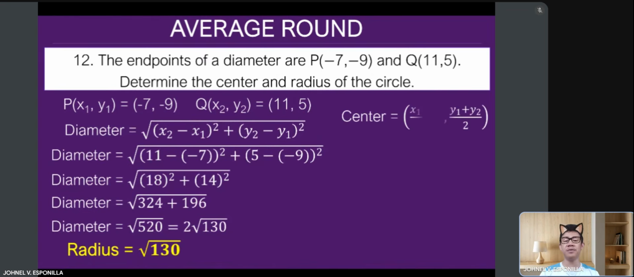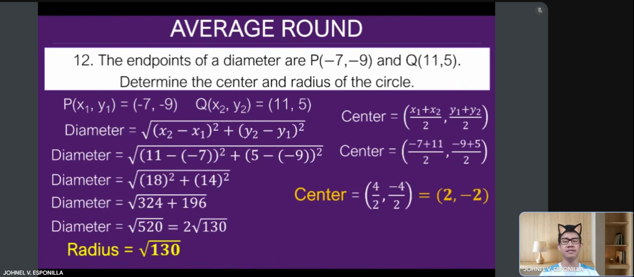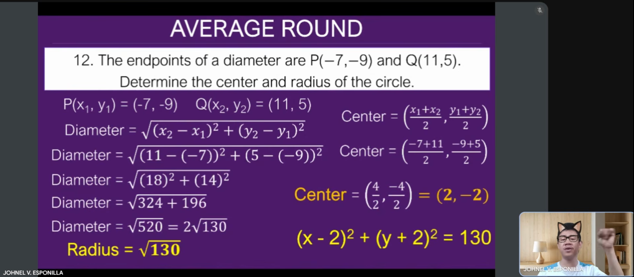And for the center, midpoint formula, substitution, plus ulit, then divide by 2 to get to negative 2. So ito po ang center and ito naman po yung radius natin. Now kung hahanapin po yung standard equation, and that is the square of x minus 2 plus the square of y plus 2 is equal to 130. So natanggal po ang square root kasi may square to eh. So tama po ba yung sagot nyo? Dapat tayo sa difficult.